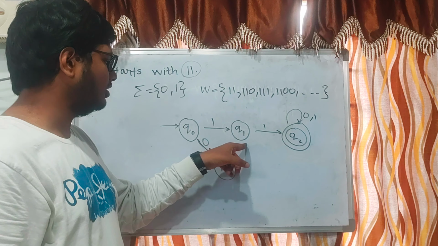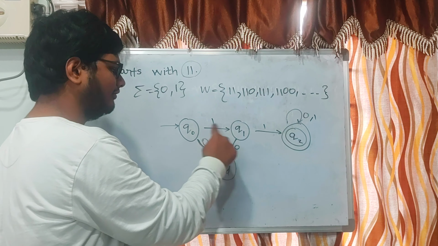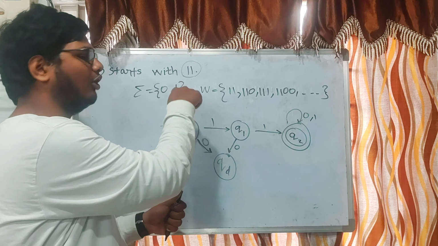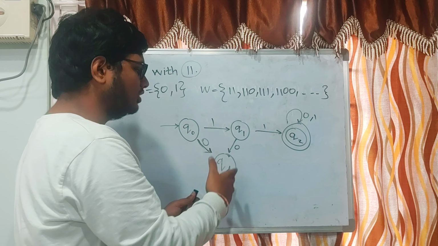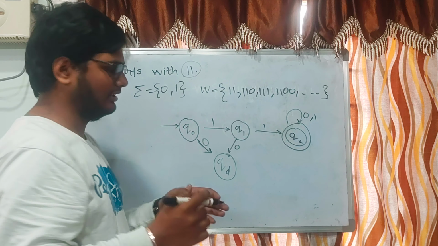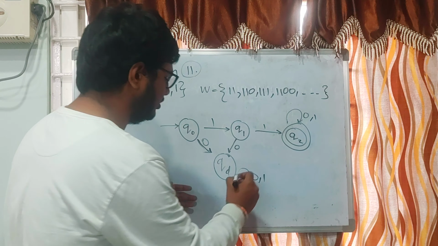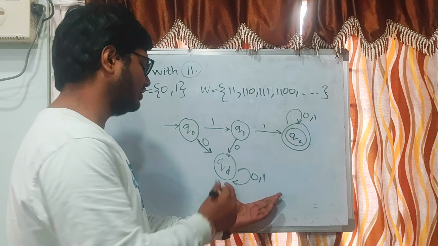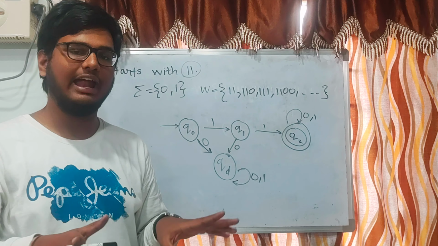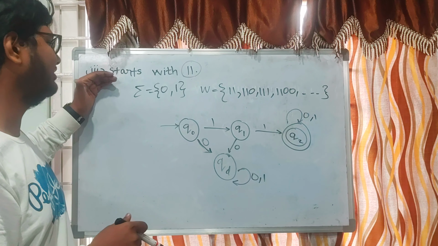Next, q1 on 0 is also the same, because q1 on 0 means 1 followed by 0, but in our language we should get only 1 followed by 1 itself. So q1 on 0 also should not go to the final state. And for a DFA we have to assign every state with every alphabet, right? So for QD we will loop on 0 and 1, because once it reaches the dead state it's useless. It should not reach the final state in any case. So this is the final DFA for the language of strings starting with 1 1.